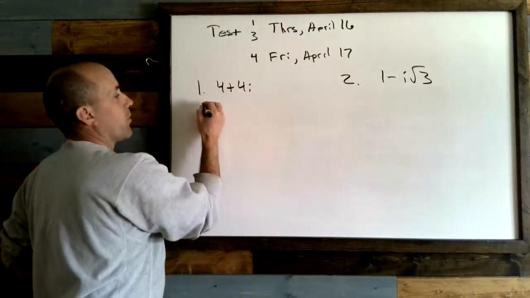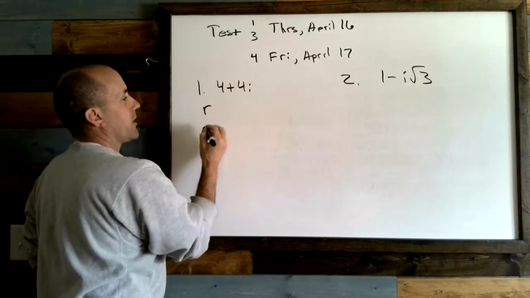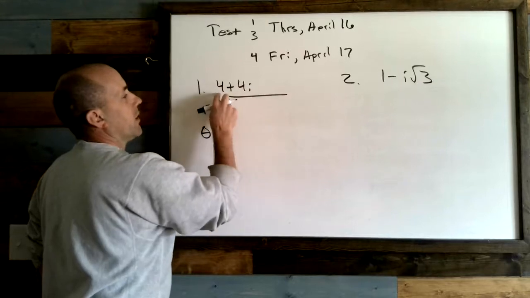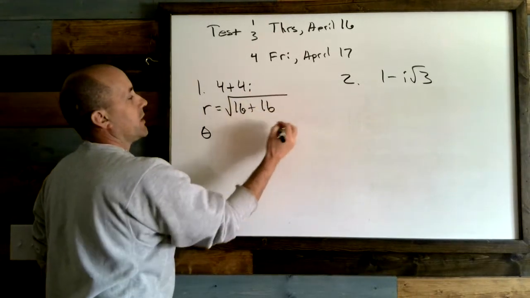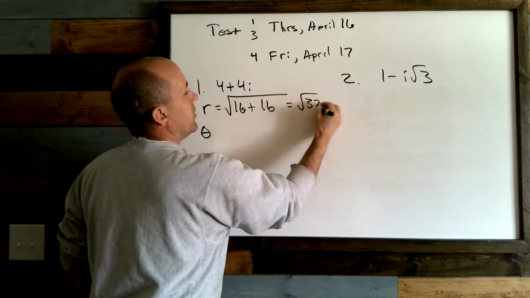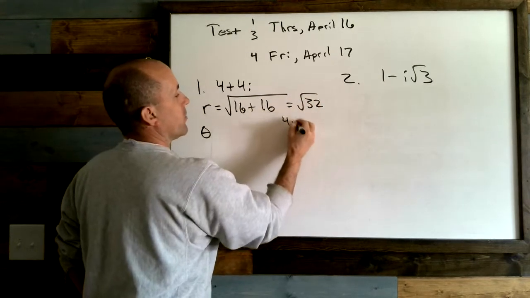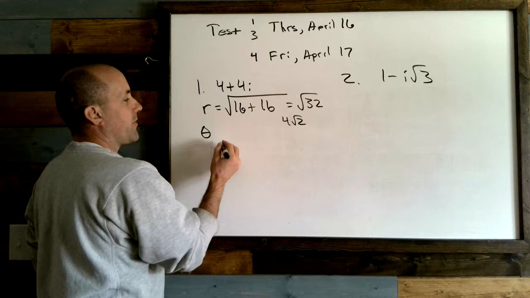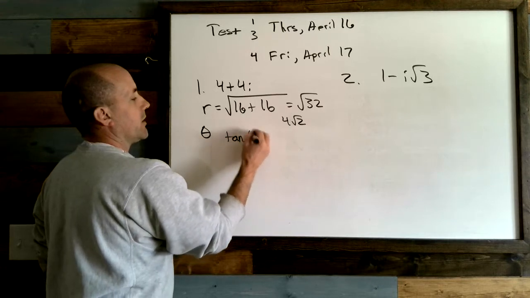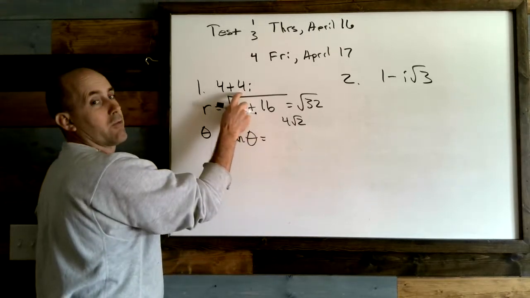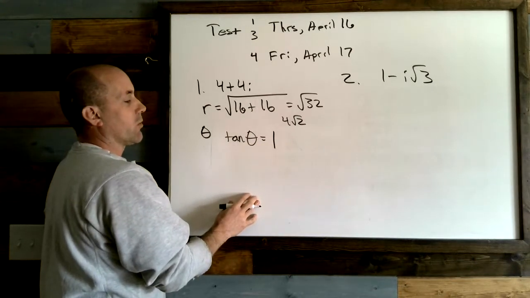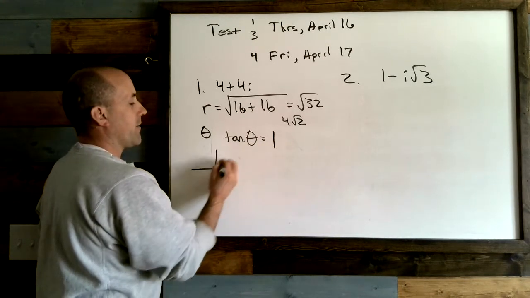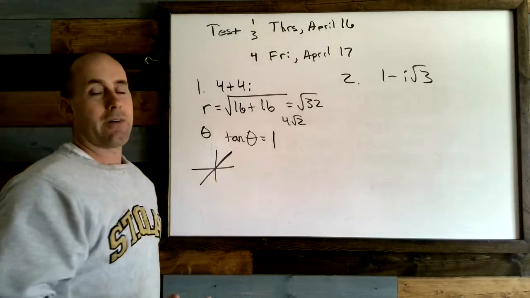In order to turn them into trig form, you need your radius value and your theta value. r is the square root of 4 squared, or 16, plus 4 squared, or 16. I get the square root of 32, which reduces to 4 roots of 2. In order to find theta, I set up tangent of theta is equal to my b value, 4 divided by 4, which is 1. And so tangent is equal to 1 both at 45 degrees and at 135 degrees.